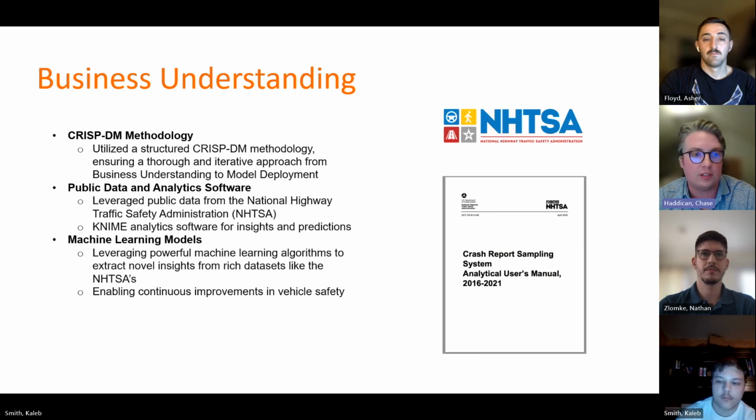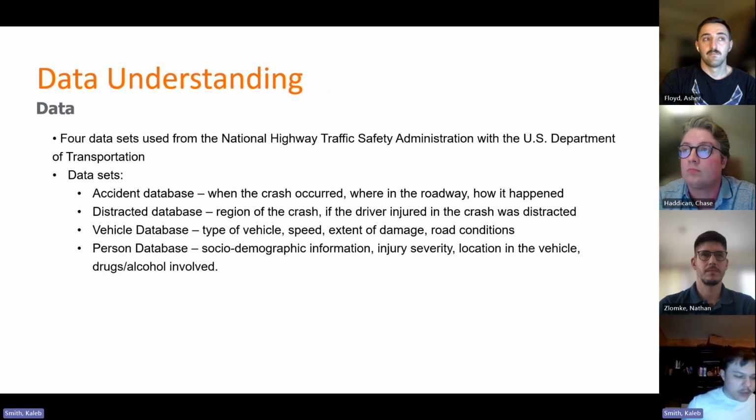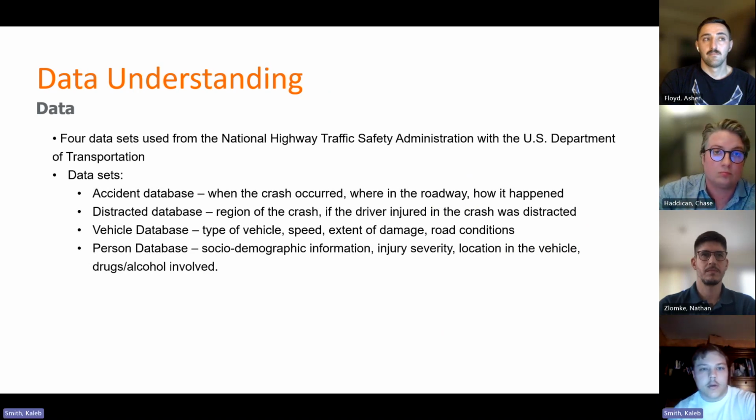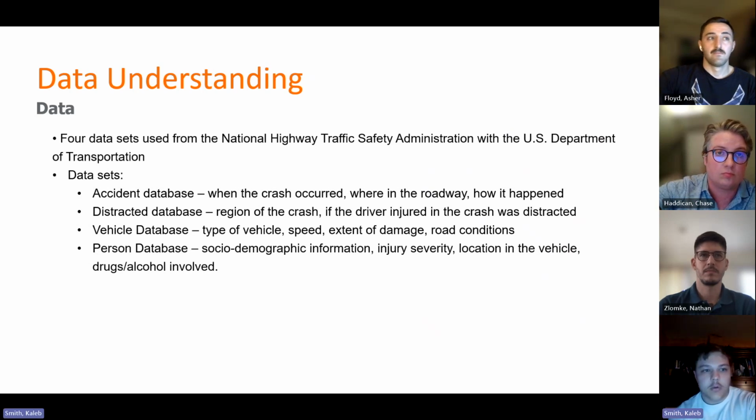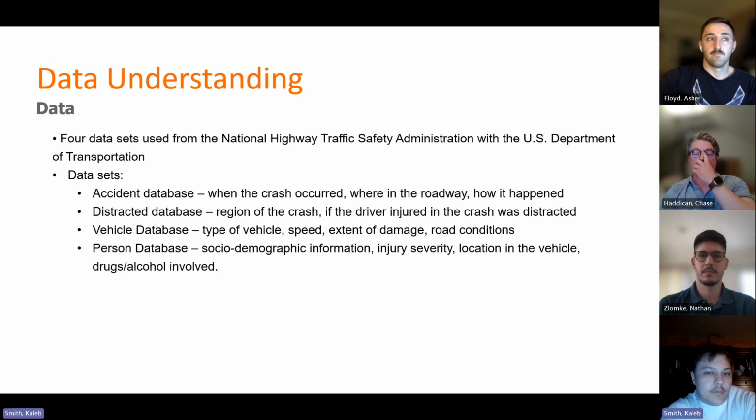That's all I had on business understanding. For the data understanding part, before we jumped into the pre-processing and modeling, we needed to gain a pretty clear understanding of what we were looking at data-wise. Like was mentioned earlier, we took 4 data sets from the National Highway Traffic Safety Administration. The first was accident data. This gave us an idea of when the crash occurred, where in the roadway it happened, and how it happened.